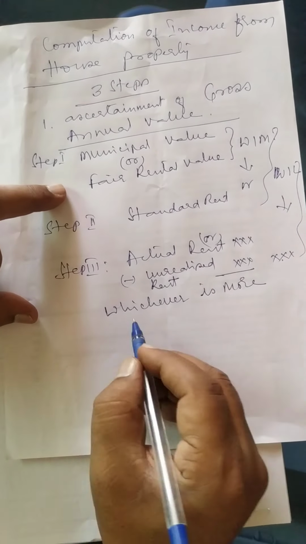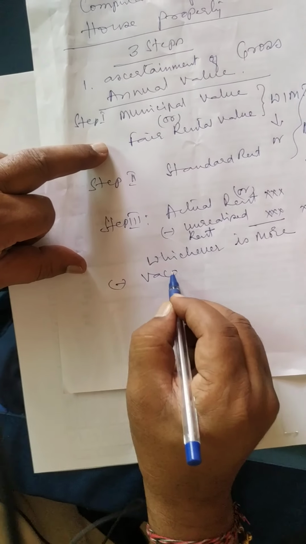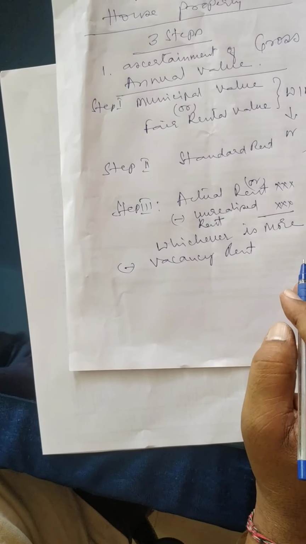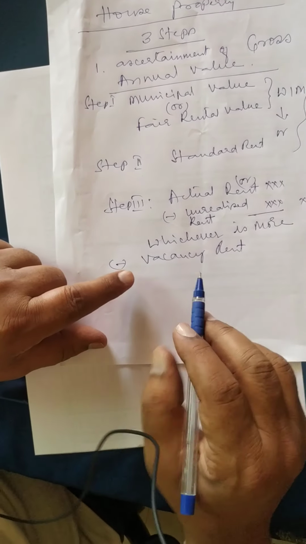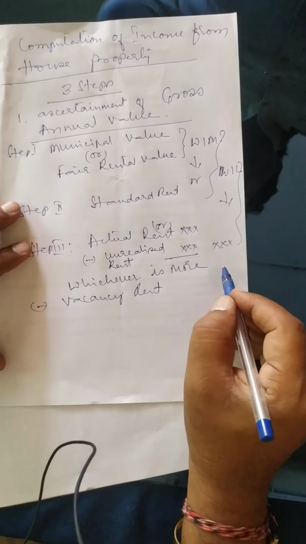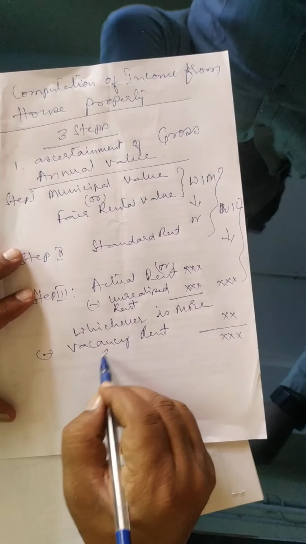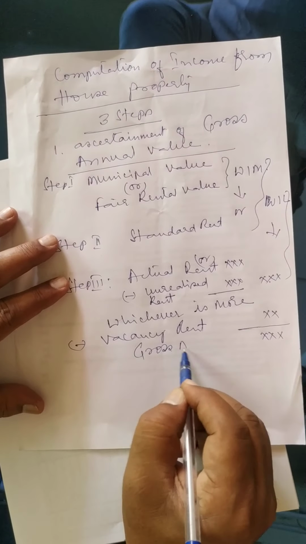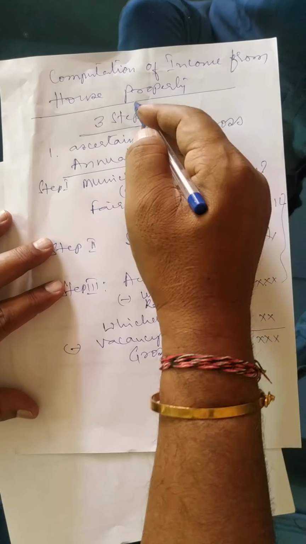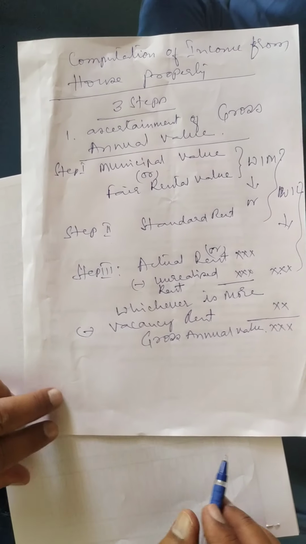And from this, if there is any vacancy rent, this rent for the period where the house is vacant for any particular period during the previous year, if there is any such vacancy rent should be deducted. The balance is to be called as gross annual value. This is step 1 for calculating gross annual value.